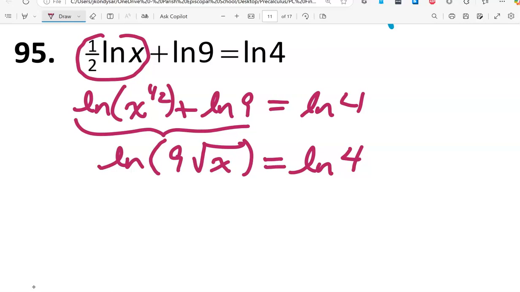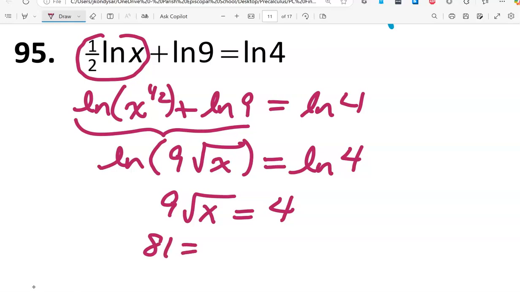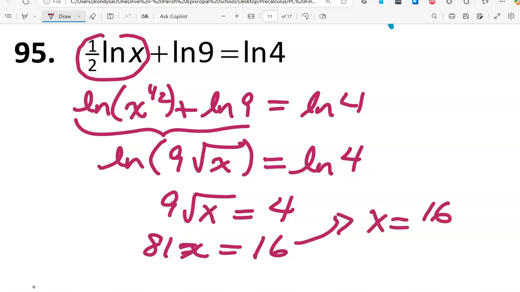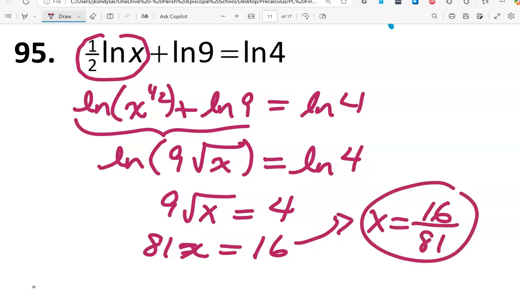Since we have logs with the same base on both sides, we can undo the logarithms, and 9 times the square root of x is equal to 4. And if we square both sides, that's going to give us 81 times x is equal to 16, dividing, x is equal to 16/81. Checking, that doesn't give us any logs of negative numbers, so we are good on that one. That's a valid solution.